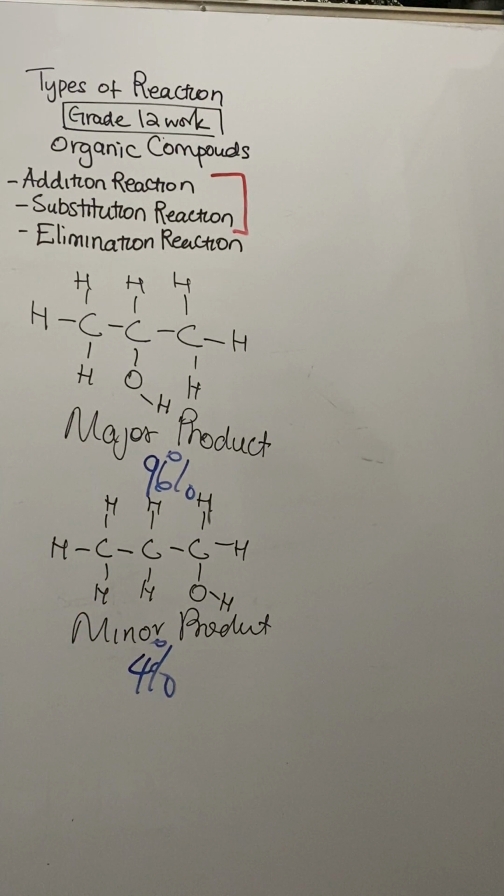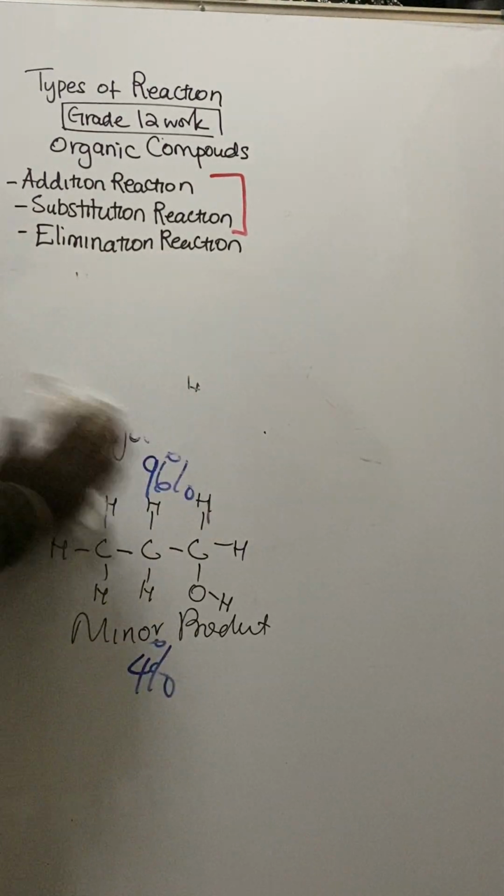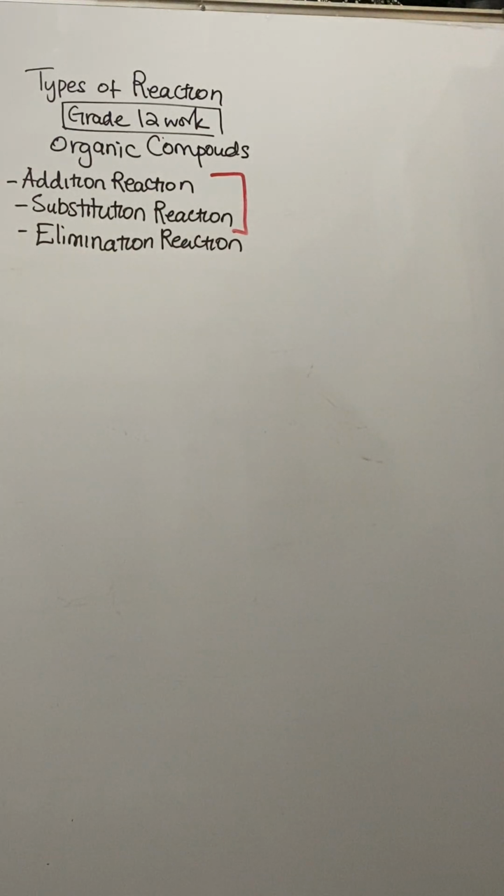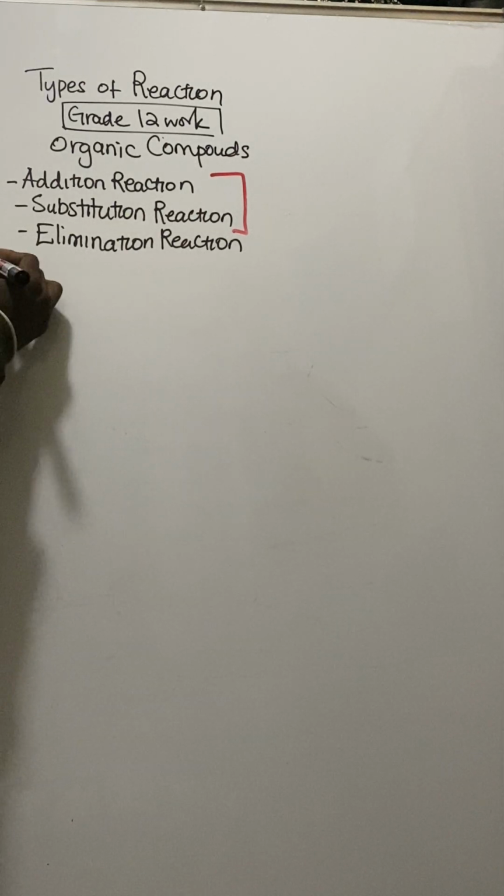So when your teacher in class says this is the minor product or this is the major product, he means both of them will be made, just that this one will be made in more quantity than the other product. So I hope it makes sense. To save time, let's go to another reaction. Another reaction will be number 3.